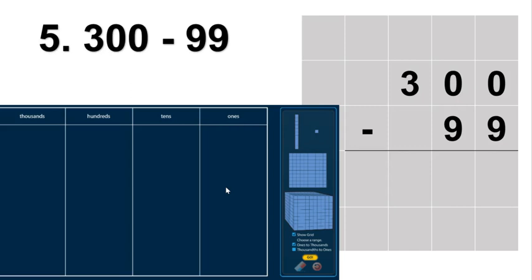Number 5, 300 minus 99. Pause the video, scroll down, and make your answer choice, and then come back up to hear how I did it.